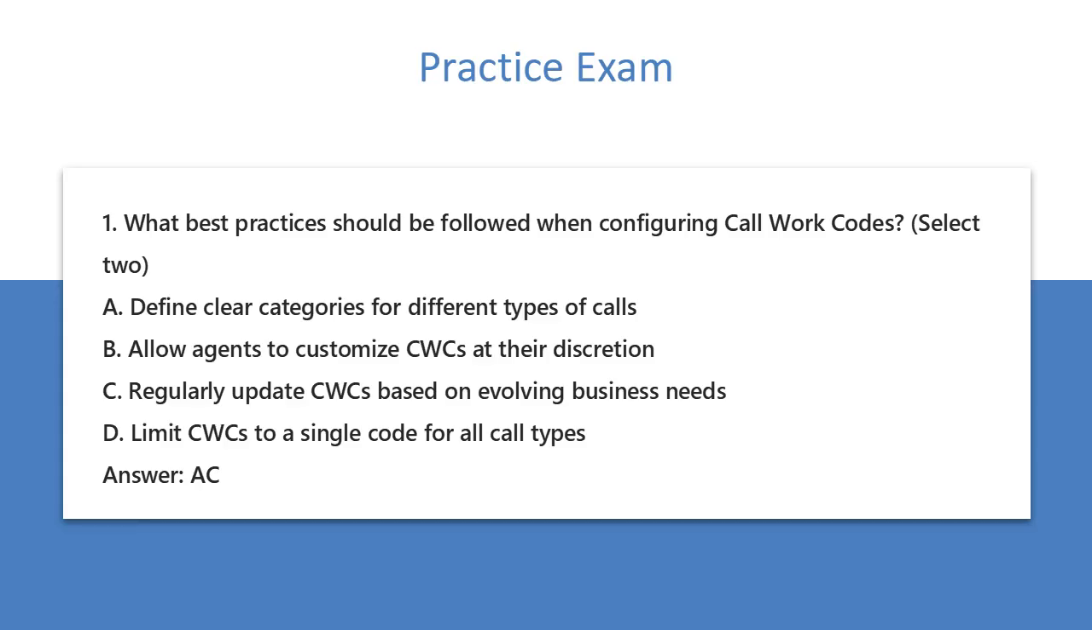1. What best practices should be followed when configuring call work codes? Select 2. A. Define clear categories for different types of calls. B. Allow agents to customize CWCs at their discretion. C. Regularly update CWCs based on evolving business needs. D. Limit CWCs to a single code for all call types. Answer: AC.